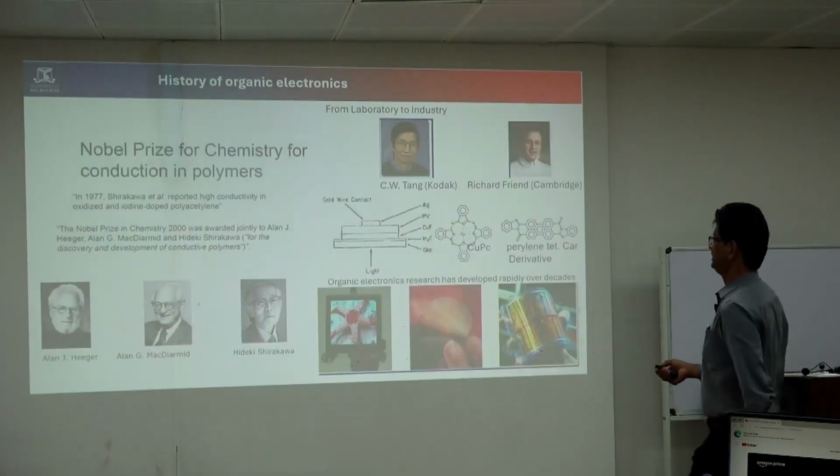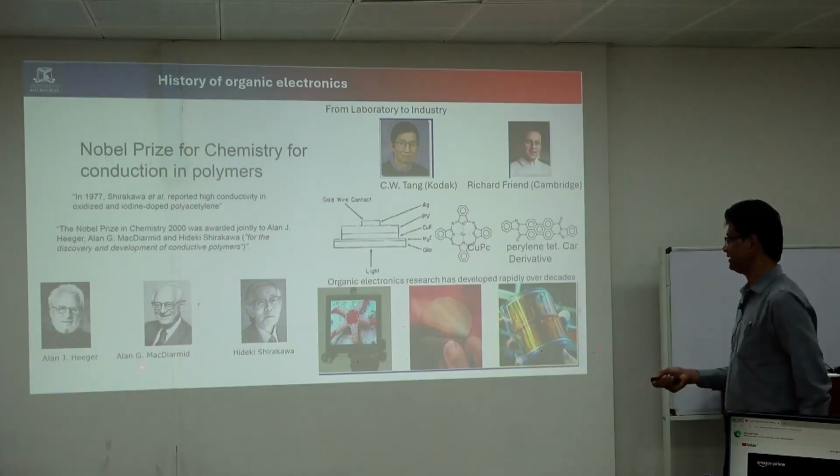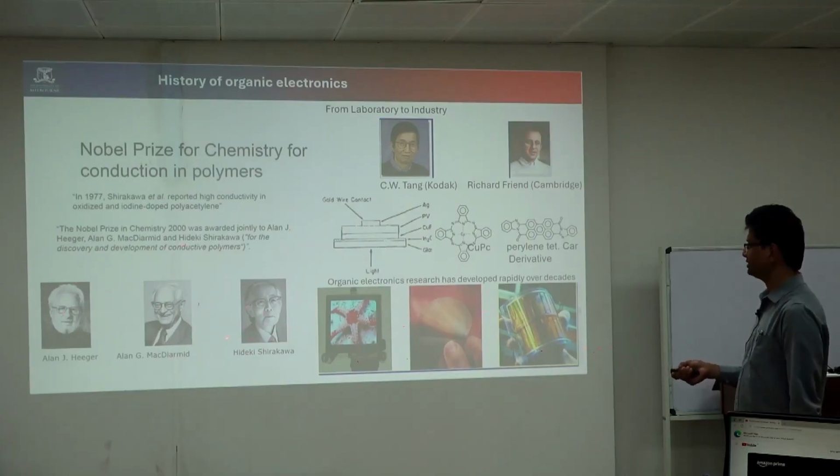Okay. As I said, in 2001, these three guys, Alan Heeger, Alan MacDiarmid and Shirakawa, got the Nobel Prize for inventing the conducting polymer. Actually, the first thing was reported by Shirakawa in 1977. Okay, this one. After all this, Alan Heeger joined.